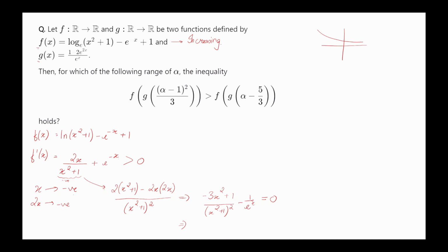So this is an increasing curve. So if my f of x is increasing, that means at each and every point, I'm getting a value which is greater than the previous one. So my f dash x comes out to be increasing. Now let's check for g dash x. Similarly, what is my g of x function? It is 1 minus 2 e to the power 2x upon e to the power x. So from here, I find out my g dash x.